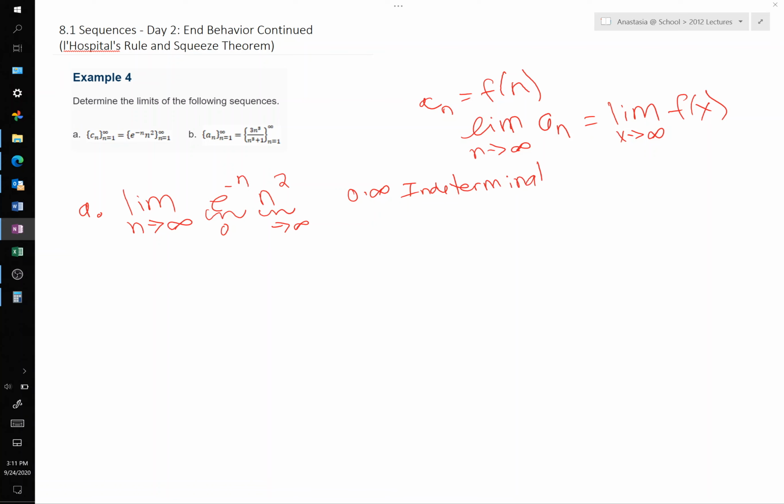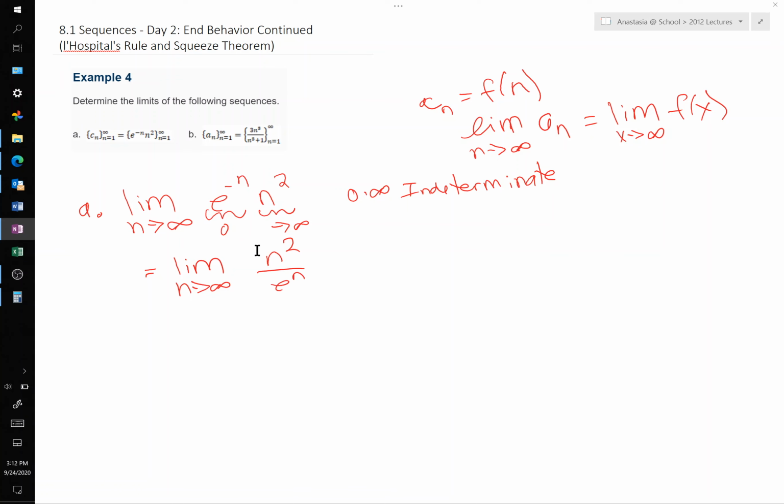If you recall from Calculus 1, if you get 0 times infinity, you have to divide by the reciprocal of one of your functions or somehow rewrite this product so that it's a quotient, and then you'll get either 0 over 0 or infinity over infinity. From there, you can apply L'Hopital's rule. So the easiest way to write this as a quotient is to simply write the e to the negative n as a positive power. So this is equal to the limit as n approaches infinity of n squared over e to the n.